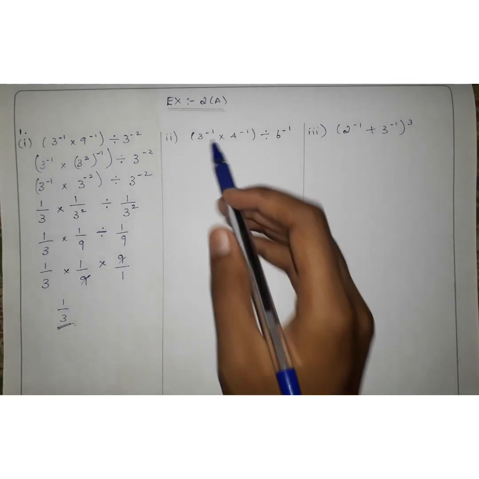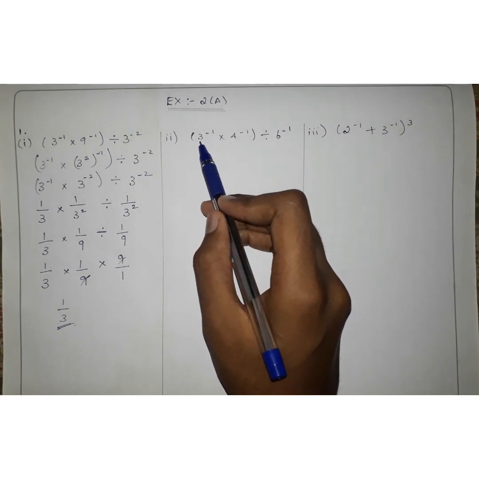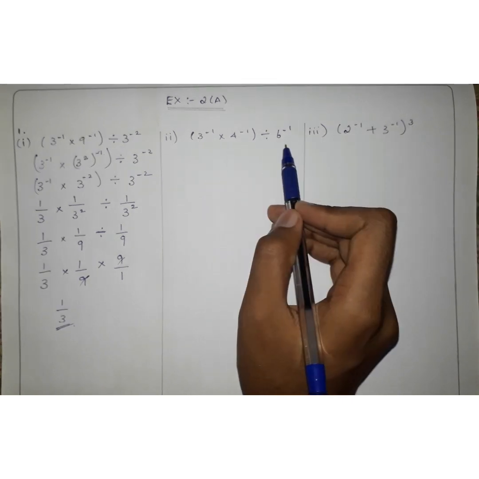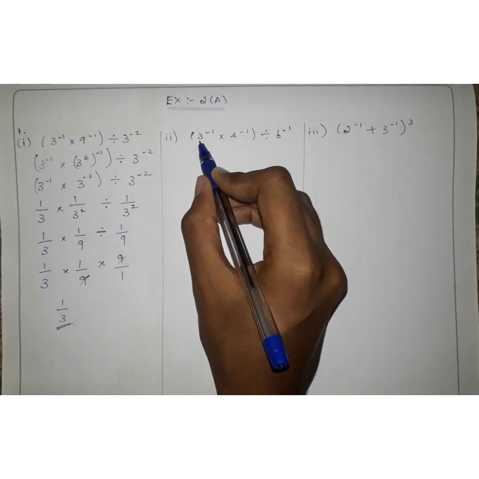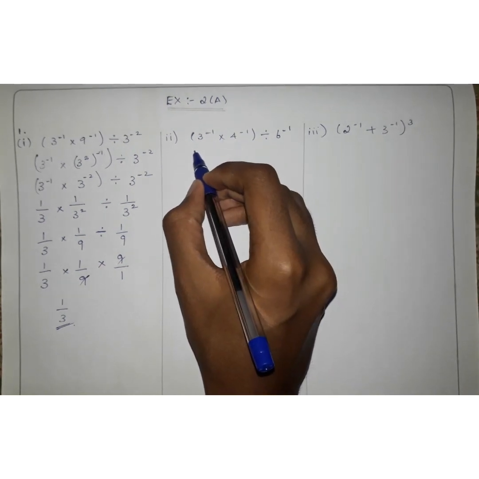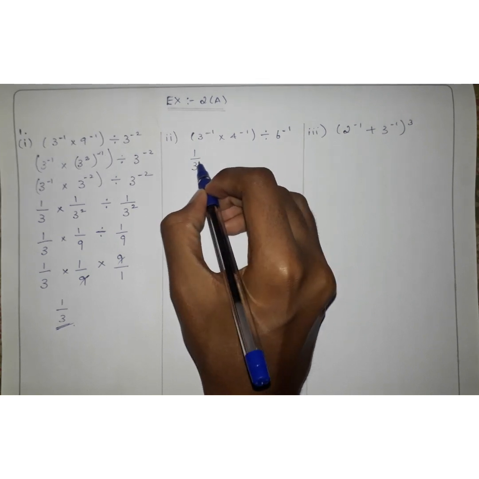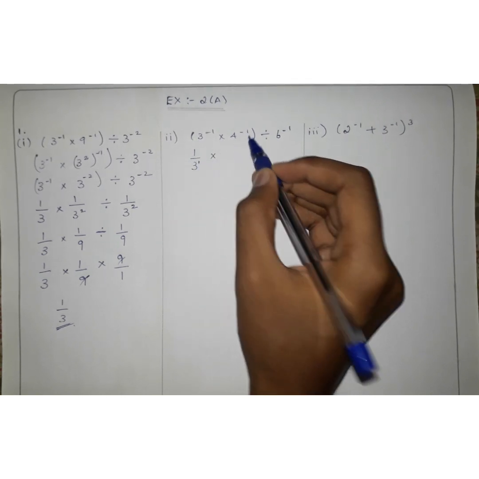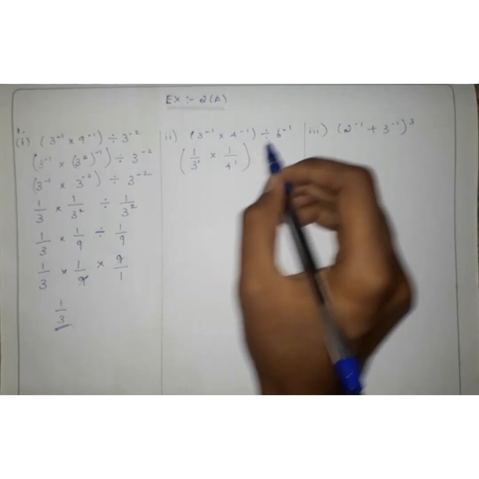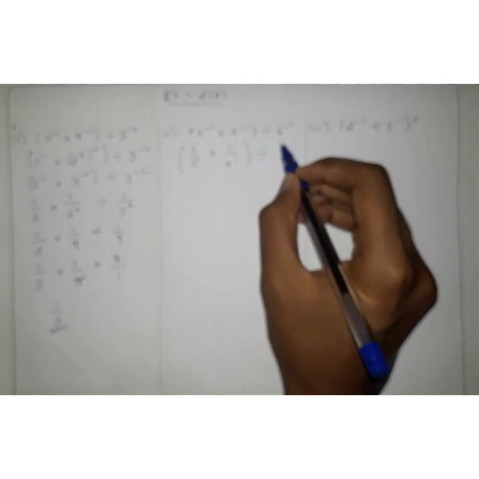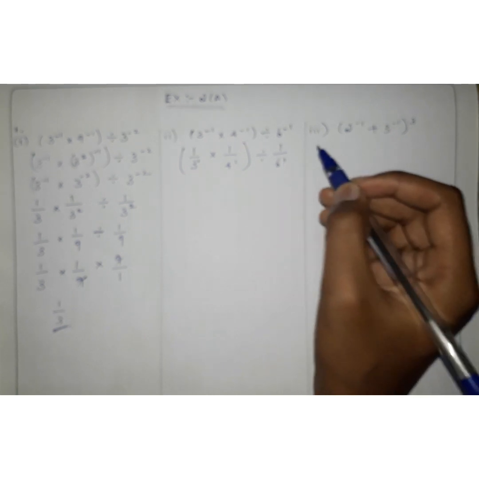Second question. The question is this, and in order to solve this equation, we are first going to take this negative sign away. So 3 to the power minus 1 will give me 1 by 3 to the power 1, into 4 to the power minus 1 gives me 1 by 4 to the power 1, divided by 6 to the power minus 1 is 1 by 6 to the power 1.